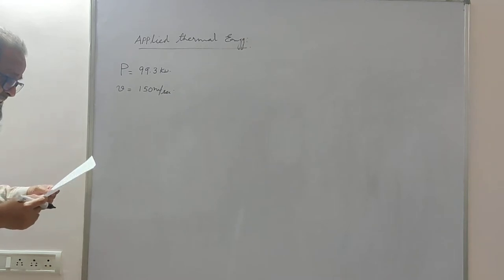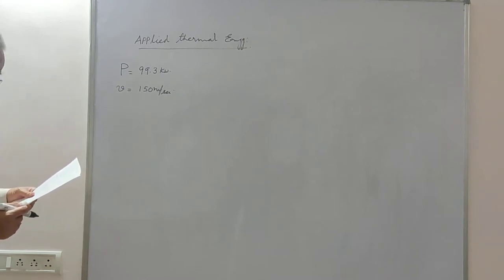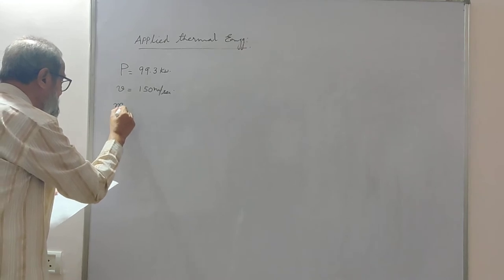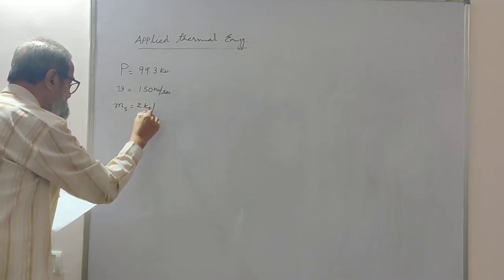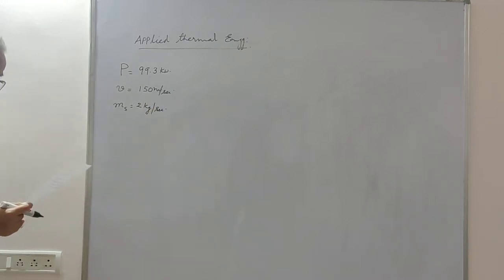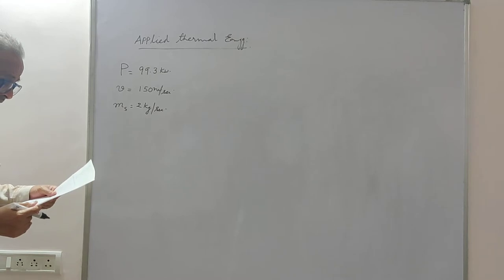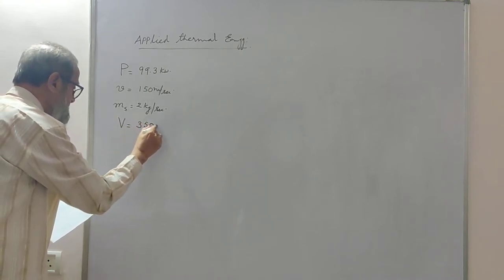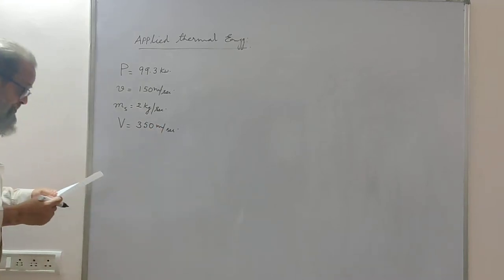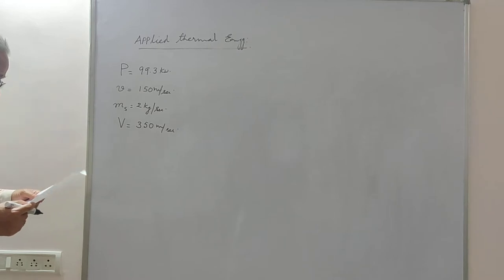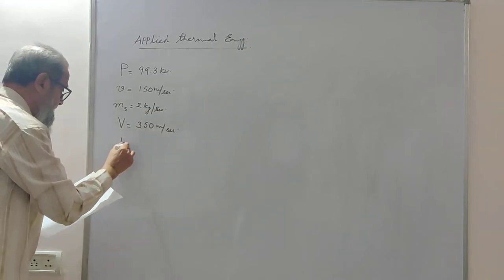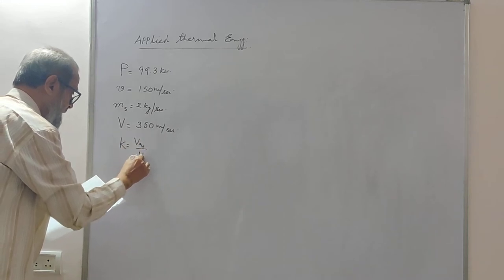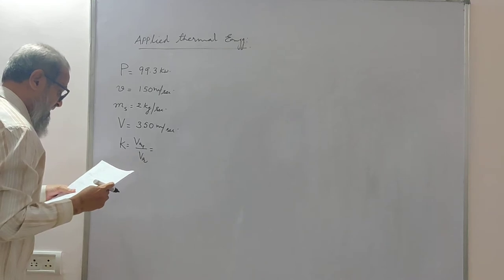The velocity coefficients of blade may be assumed. A mass of 2 kg of steam per second is to flow from the nozzle. So ms is 2 kg per second. At a speed of 350 meters per second from the nozzle. So V is equal to 350 meters per second. The velocity coefficient of the blades, that is K or VR 1 by VR, is 0.8.